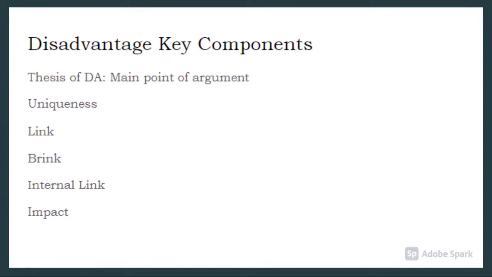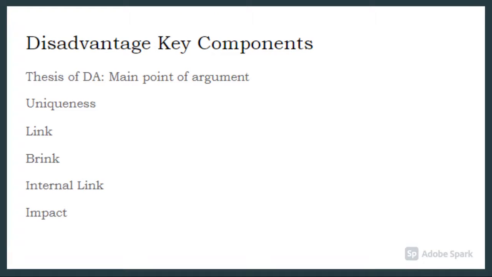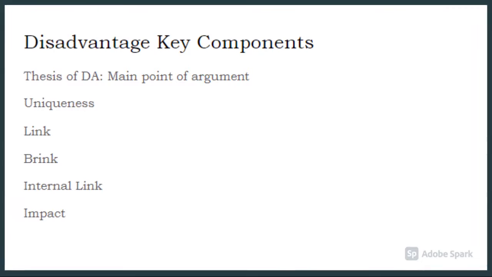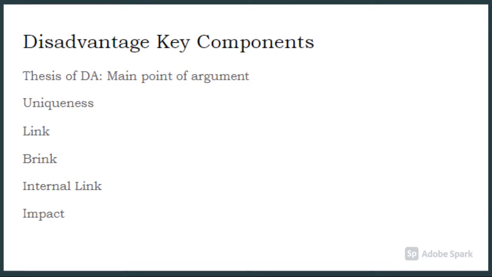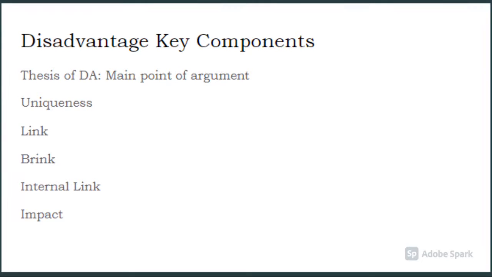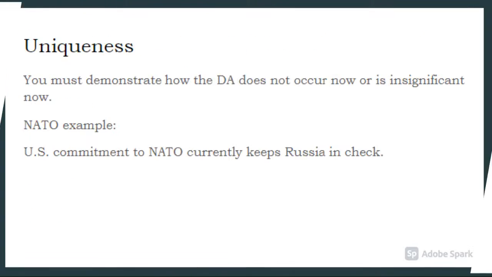So when we're running a disadvantage case, these are the key components that you need for your case. And I'll go into each of these different things more specifically in a minute. So you'll have the thesis of the DA, so the main point of the argument, kind of like your tagline. Then you'll have to talk about uniqueness, your link, the brink, internal link, and impact.